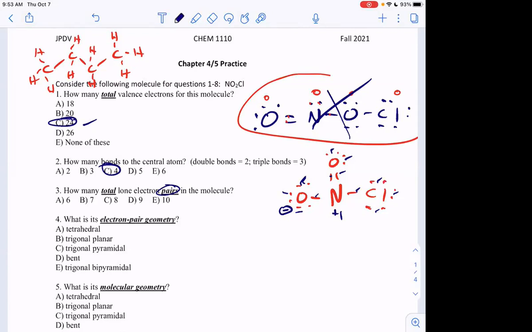All right. So what are we doing here? Electron pairs. So 1, 2, 3, 4, 5, 6, 7, 8. Lone. So we don't want the bonded. That would be the 8, right?